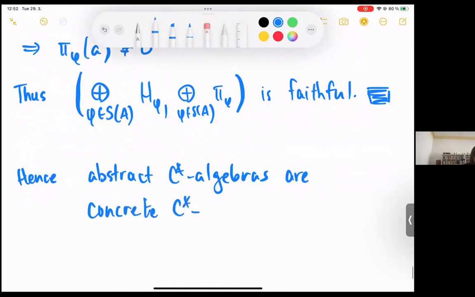So we had these two notions of C-star algebras, and it turns out that indeed, after all, they are the same.